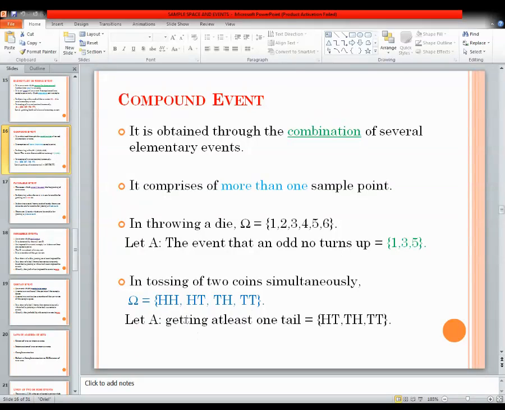Take this example. I am tossing a coin two times, and these are the possible outcomes. I am defining A: getting at least one head. At least one head means there may be one head or more than one head. Similarly, getting at least one tail means one tail or more than one tail. At least means you can take one tail and also more than one tail. So these are the possible cases: HT, TH, TT. This is an example of a compound event.